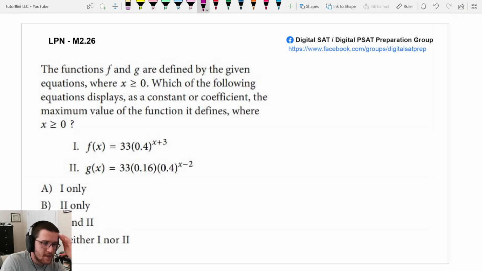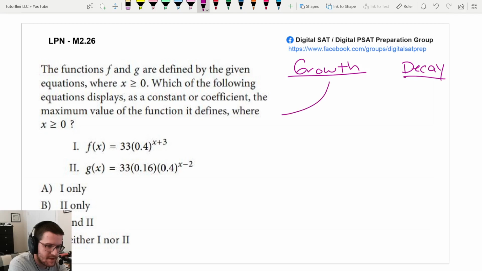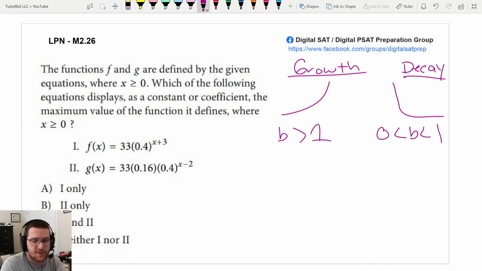do it by hand. So kind of the concept you need to understand when you see an exponential function is that growth looks like this and decay looks like this. Now, as long as you have a positive coefficient and all that stuff, typically you're going to have growth when the base of the exponent is greater than 1. And you're going to have decay when the base of the exponent is between 0 and 1.